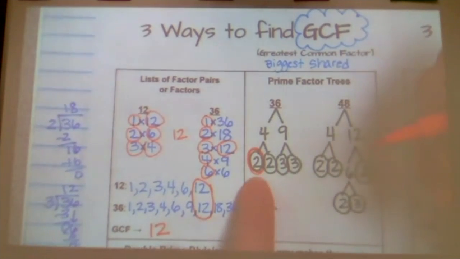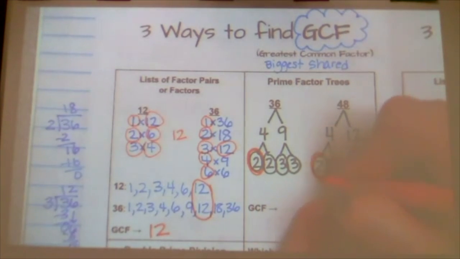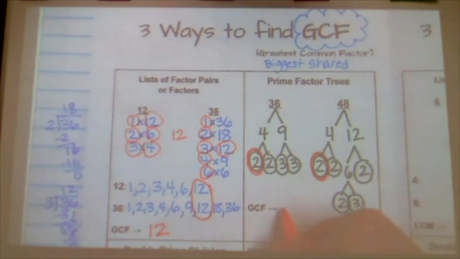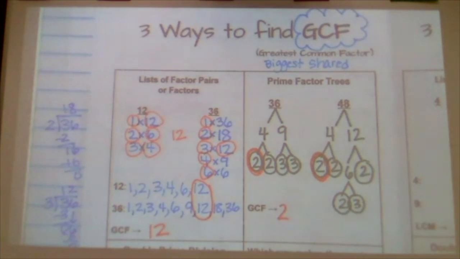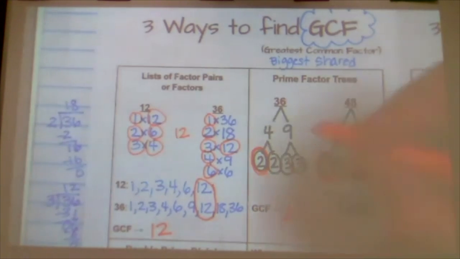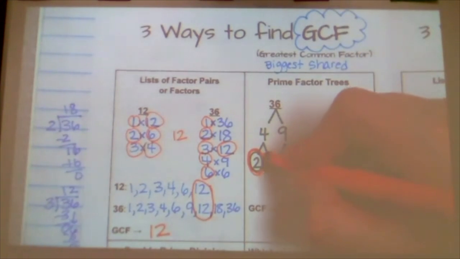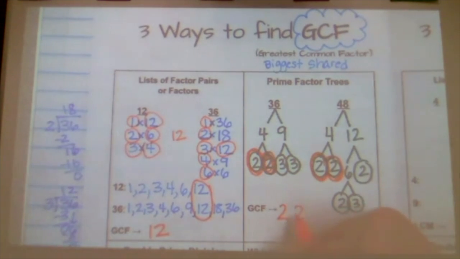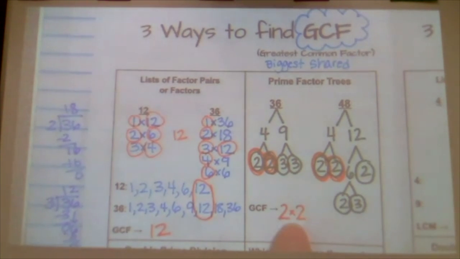I see a 2 branch over here on the 36 tree, and I see a matching 2 branch on the 48 tree. So they have a 2 in common, so I'm going to jot them on the list. It has a 2. Next, I'm going to look for another branch that they both have. I see another 2 branch, so I'm going to circle it. And I see another 2 branch over here, so I'm going to circle it. So they had another 2 in common. I'm going to add it to the list, and I'm going to put a little multiplication symbol.